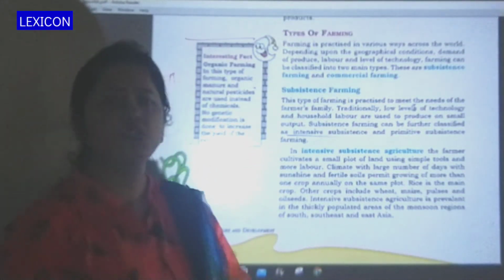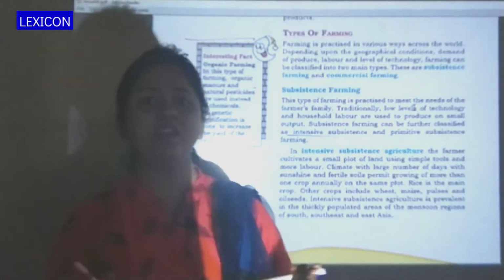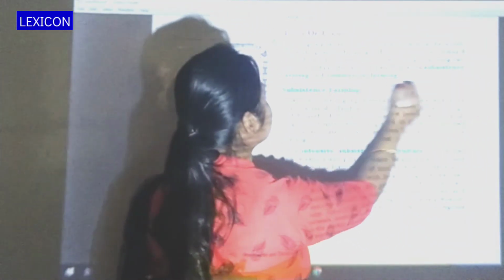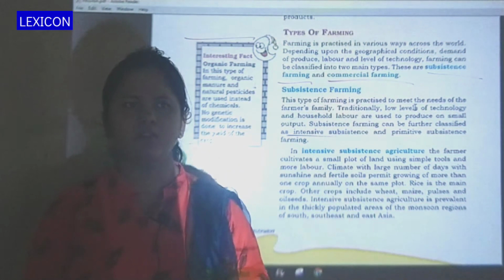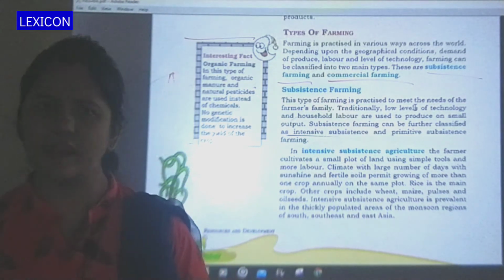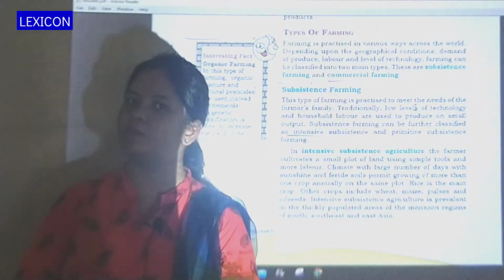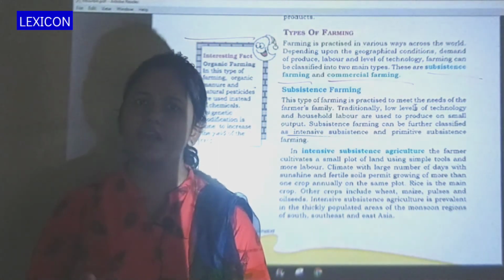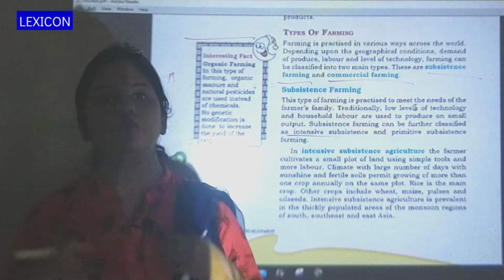So according to the labor, according to the technology, according to the land, the complete farming system or agriculture is divided into two. One is subsistence farming and the second one is commercial farming. So the word commercial, we all know: something which we do for the selling purpose is commercial. Now what is subsistence? Just opposite to commercial. If you are doing farming in commercial to sell, then in subsistence we do farming for our own use.